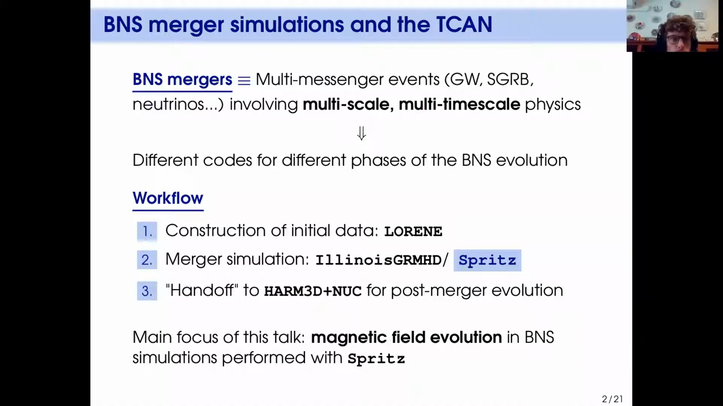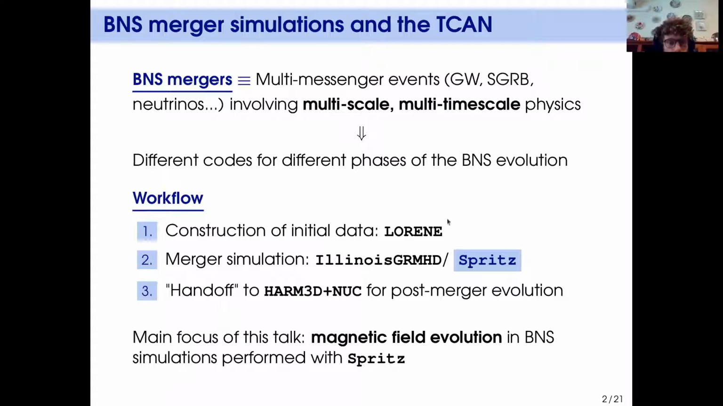First of all, as you know, BNS mergers are multi-messenger events which involve multi-scale and multi-timescale physics. So different codes and different approaches are needed in order to simulate different phases of the BNS evolution. This is the whole purpose of the TCAN, right? So the typical workflow we follow for a full BNS run in the TCAN collaboration is this.